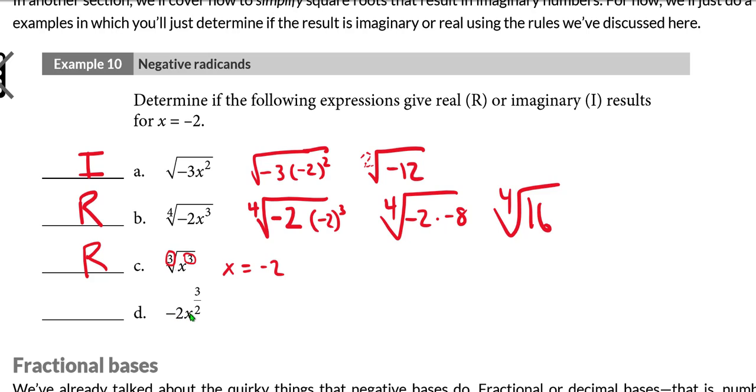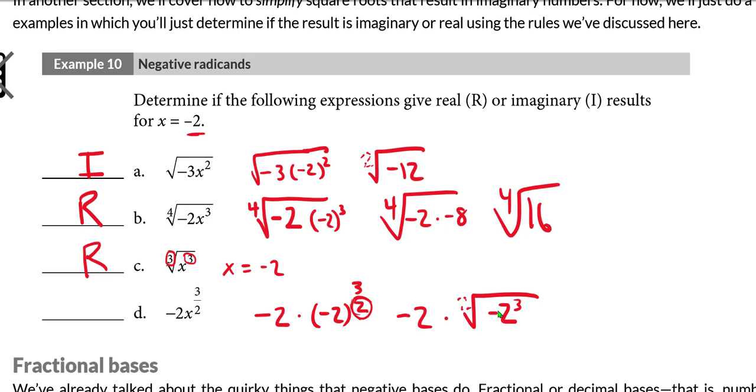Negative 2x to the 3 halves. When it comes to fractional exponents, you do obviously need to be careful. First of all, we need to understand that the 3 halves is only applied to the x, right? We don't have parentheses here. So that 3 halves is only on the x. So what we have here is negative 2 times negative 2, because x is negative 2, to the 3 halves. So that's negative 2 times, remember that the denominator is the root here, so we're taking the square root of negative 2, and remember that the cube can go either inside or outside. I'm just going to put it inside.